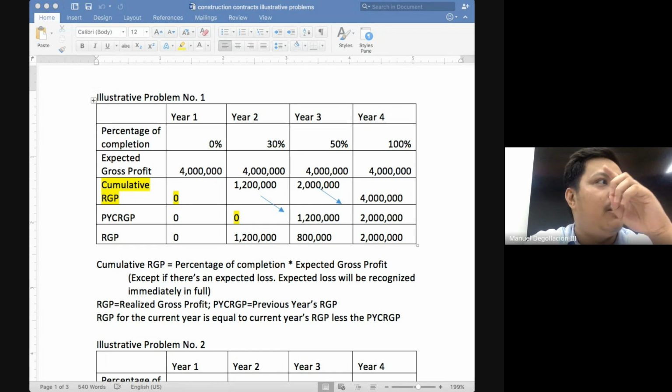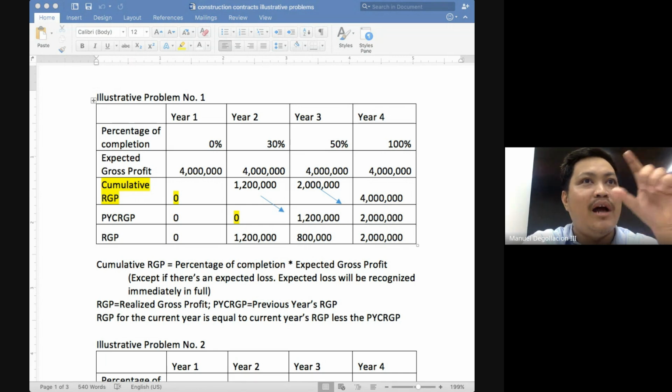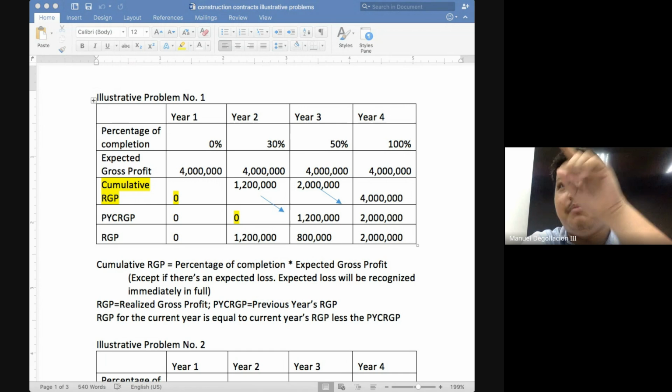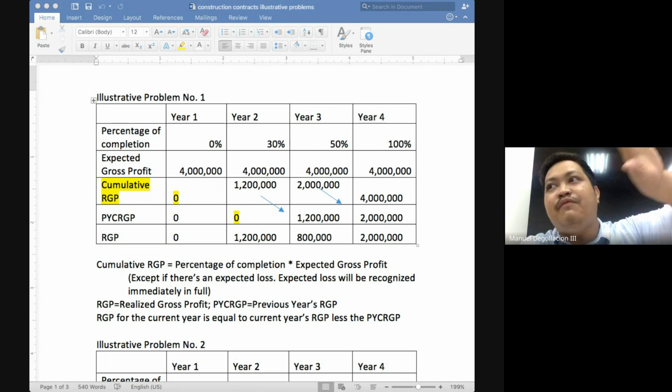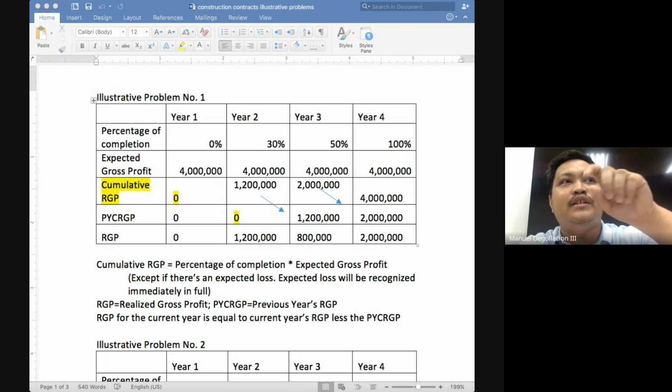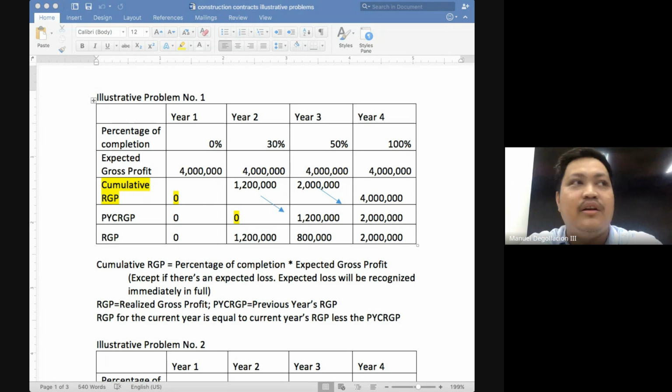PYCRGP stands for prior year or previous year cumulative RGP. Okay, PYCRGP is your previous year's cumulative RGP. So once you have computed the cumulative RGP for the year, you deduct the cumulative RGP last year, and the difference would be the RGP this year. And that should make sense.